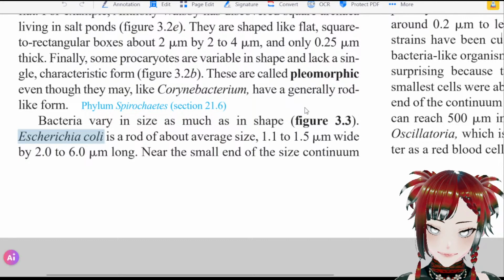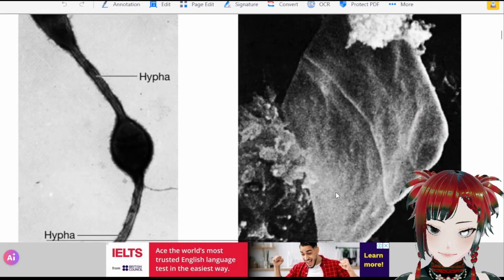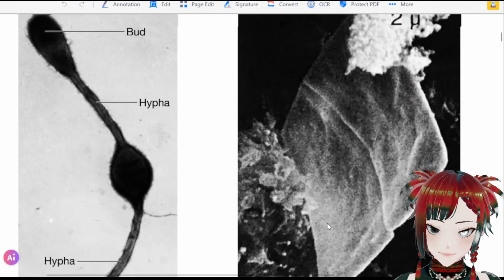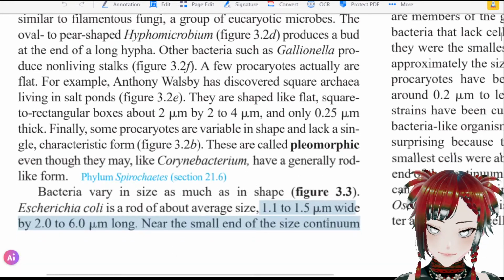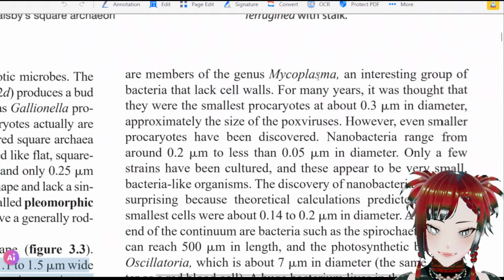So they are average size, from 1.1 to 1.5 micrometers wide. It is on the smaller spectrum of bacteria, not on the larger, and not exactly in the middle, but almost average. Mycoplasma is a specific type of bacteria which lacks a cell wall. All other types except mycoplasma have a cell wall. Mycoplasma, for some reason, doesn't have a cell wall.